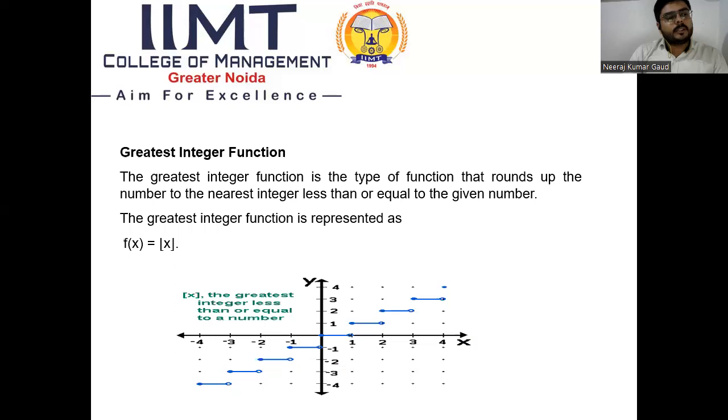Greatest integer function. The greatest integer function is the type of function that rounds the number down to the nearest integer less than or equal to the given number. The greatest integer function is represented as f(x) = [x]. For example, if we want to find the value at 0.5, the nearest integer is 0. And if we find it for 1.7, the nearest integer is 1. So this diagram represents a greatest integer function.